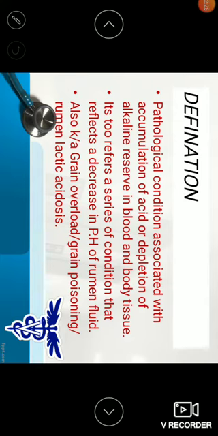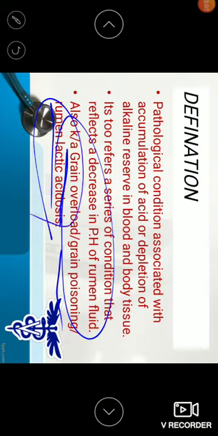This is a pathological condition due to the accumulation of a heavy amount of digestible carbohydrate in the body system. It is a condition when the animal takes a heavy amount of fermentable carbohydrate. In this condition, the blood pH as well as the rumen pH suddenly declines to a very low threshold point, and that causes a very significant threat to the animal. This is also known as grain overload, grain poisoning, or ruminal lactic acidosis. These are the synonyms of that disease.